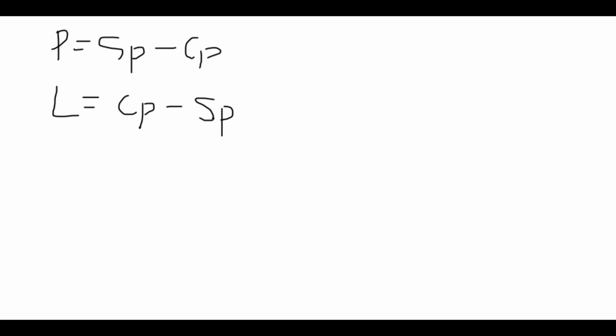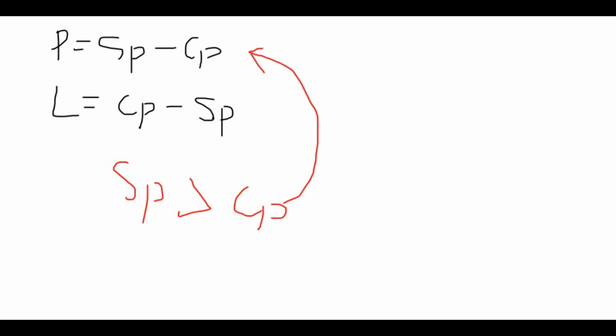So what this means is that if the selling price is greater than the cost price, then a profit was made. But if the cost price is greater than the selling price, then the seller made a loss. Now let's use this to solve examples.